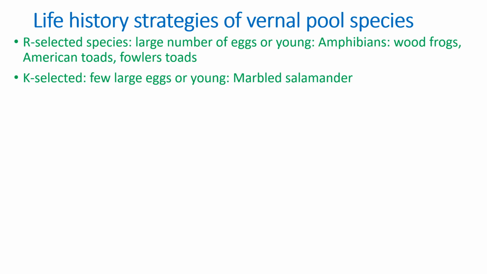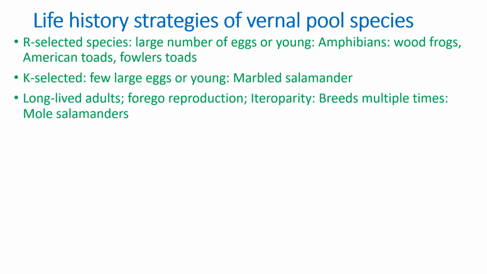When you look at the K-selected species, they actually produce few eggs, but each egg or each young that they produce is much larger in size. Marbled salamander is an example. In addition, some of the species that associate with vernal pools are long-lived adults, that live more than a single year, multiple years. Some of those can forego reproduction in certain seasons and only reproduce intermittently. In between the reproducing seasons, these adults could assimilate the energy reserves required for reproduction. And iteroparity is also observed among some of those long-lived adults. In fact, all of those long-lived adults have iteroparity. Iteroparity, by definition, is breeding multiple times during one's life cycle. Mole salamander is an example.